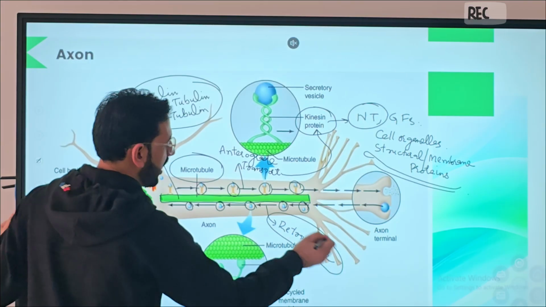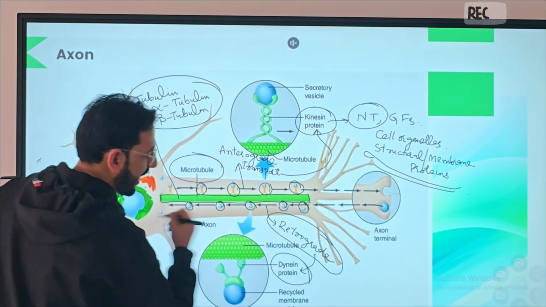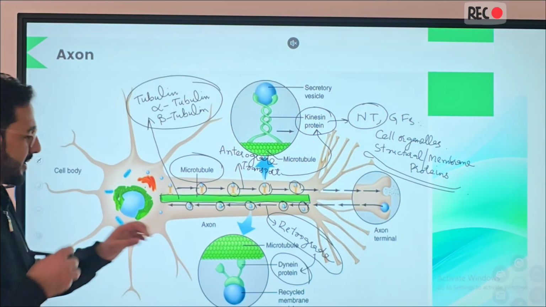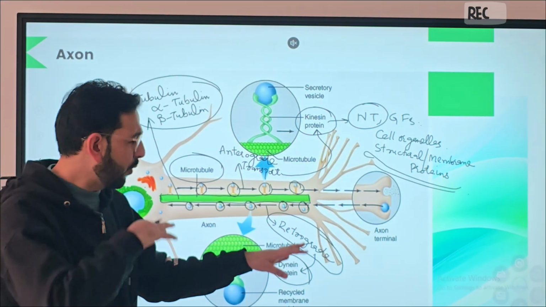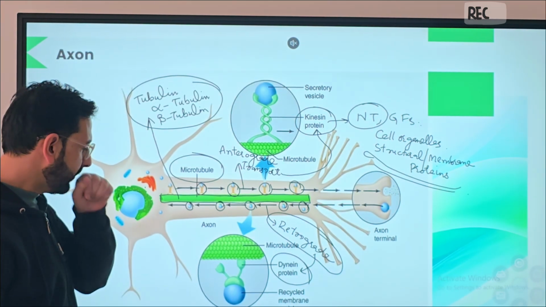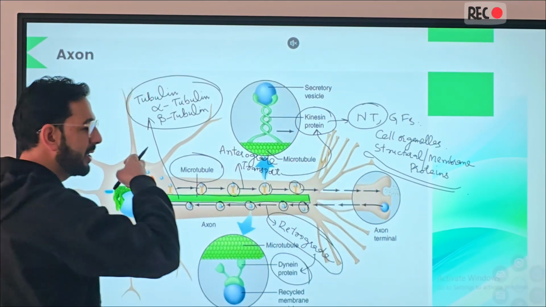Retrograde transport. And this retrograde transport is done by another motor protein that is called dynein. Now what is this dynein actually transporting? For example, here is any dead or dysfunctional cell organelle.